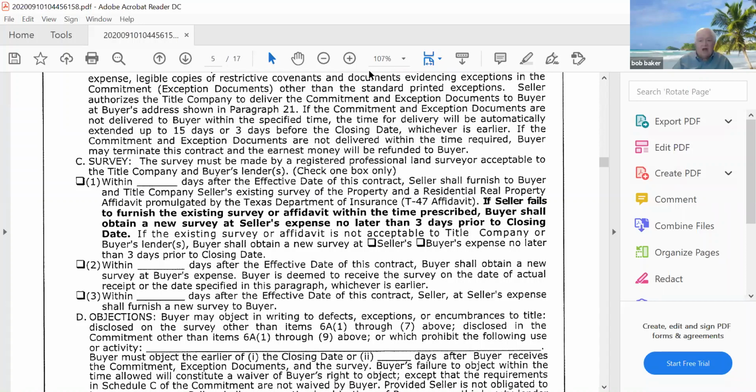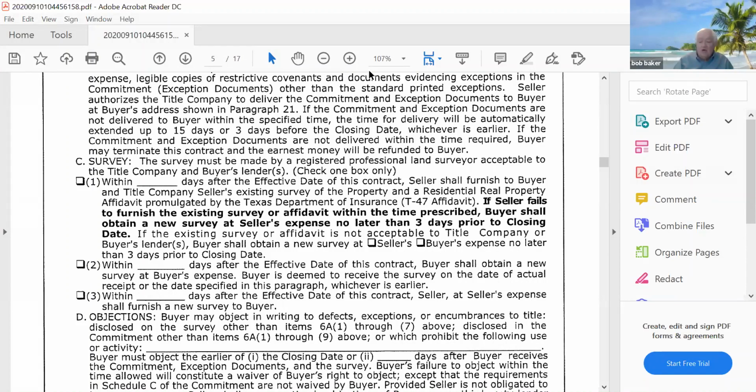Now, here's something I would ask of you to please not do, and I see this, and I don't understand. I see a buyer make an offer and check off 6C1 when they've got a seller's disclosure notice, and in the seller's disclosure notice, the seller has answered the question saying they do not have a survey. Well, the seller doesn't have a survey. Why in the heck are you going to check 6C1 asking the seller to produce an existing survey?